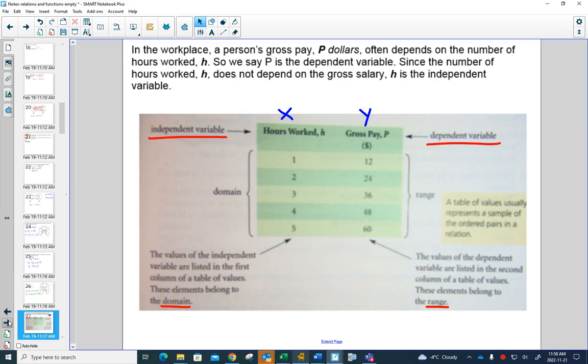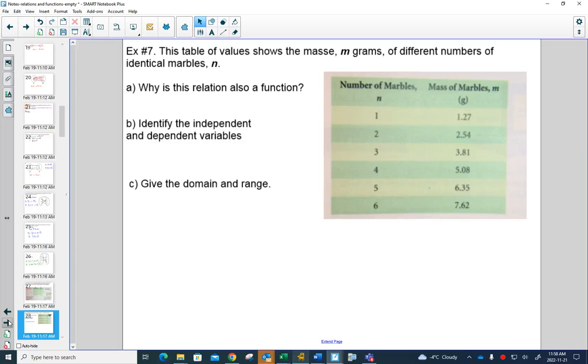So here's our last example that we're going to do. Here is a relation. Can you see that it's also a function? There's no x value listed more than once. So if you always have different x values, then you for sure will have a function. So we can say yes to this one.